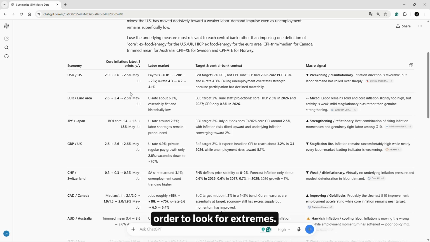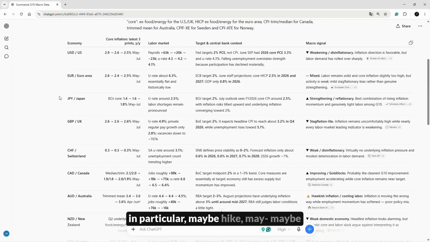So what you want to do here is understand the inflation and labor market context in order to look for extremes. You want to find the currency which is the most extreme on one side with the labor market and inflation, forcing the central bank to potentially do something in particular, maybe hike, maybe cut, and find the opposite one, which is in the opposite context, forcing the central bank to do the opposite thing. So we're looking for extremes. And I mean extremes, okay? We're not looking for things that are a bit mixed on one side and things that are a bit mixed on the other side. We want to look for extremes.